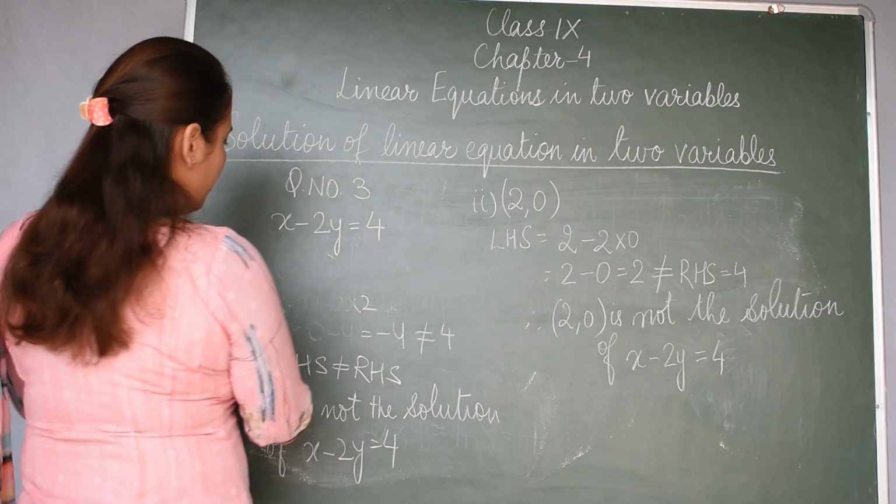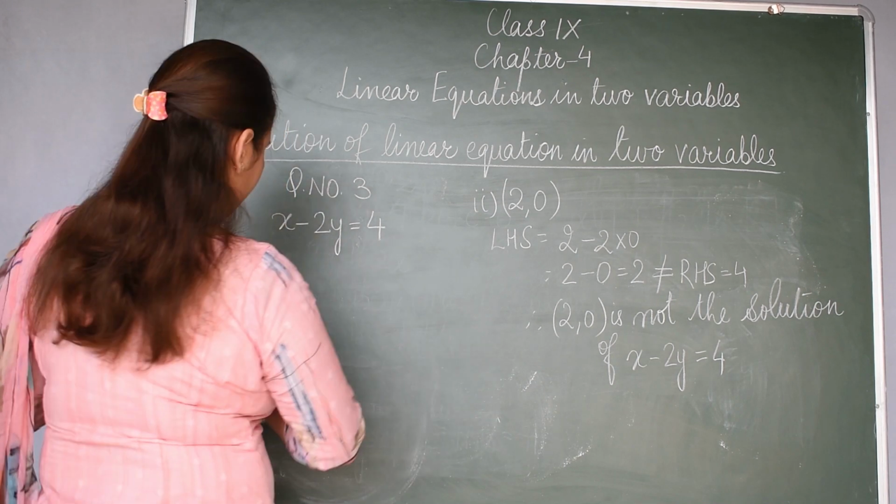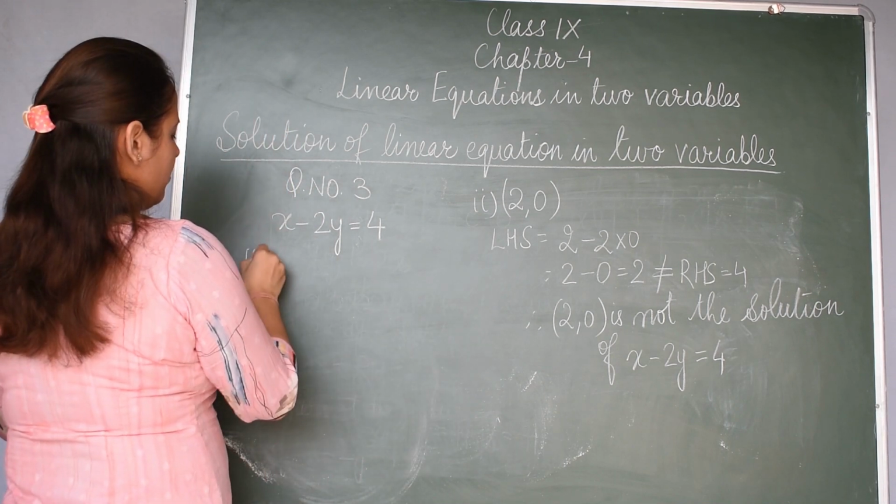Your, let's say, third part is given as 4, 0.